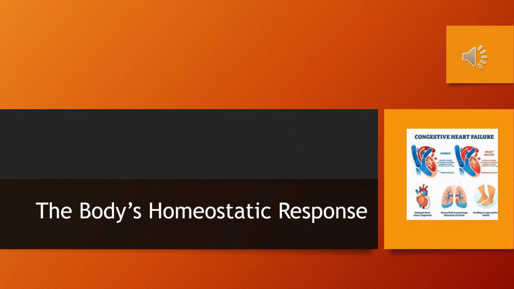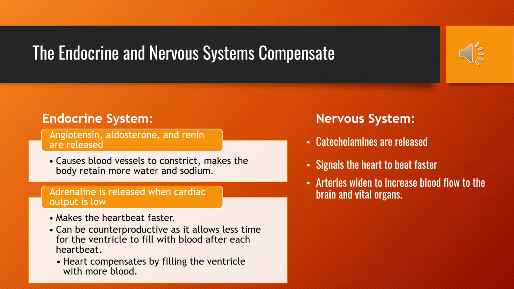So now that the body is experiencing congestive heart failure, how will it respond? The body will respond by having the endocrine and the nervous systems compensate. In the endocrine system, angiotensin, aldosterone, and renin are all released. This will cause blood vessels to constrict, which will make the body retain water and sodium more than usual, which will add fluid to the circulatory system.